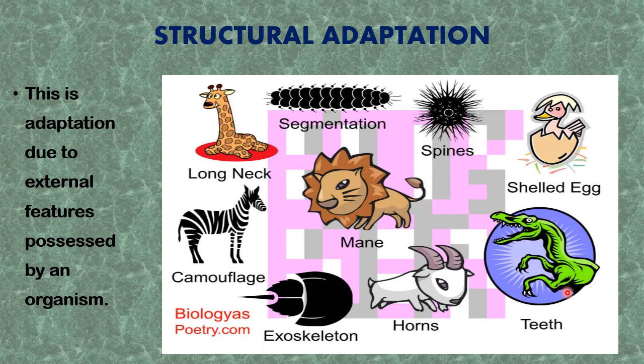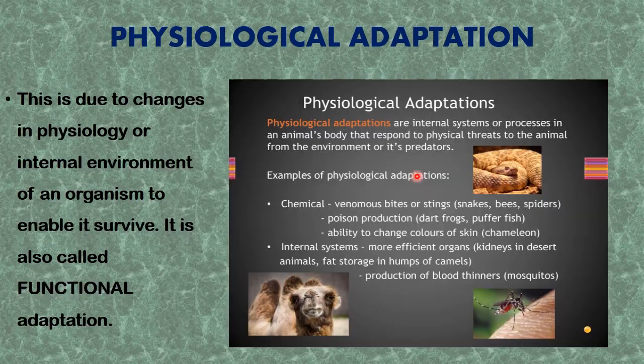We have this dinosaur here that has sharp teeth, which helps it to be able to catch prey. The horn of this goat that you see right here helps it to defend itself against predators, and so on. So these are examples of structural adaptations. Moving along, we are going to be looking next at physiological adaptation.